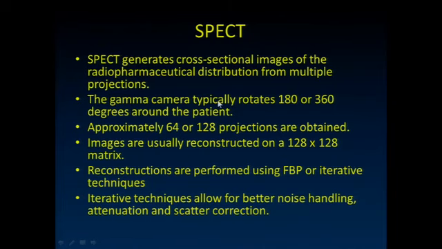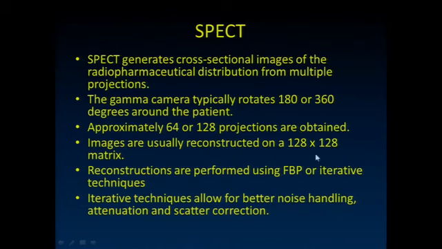Typically we rotate that gamma camera 180 or 360 degrees around the patient. We usually only obtain something in the neighborhood of 64 or 128 projections, so we don't sample every degree as we rotate around. And the matrix, the number of detectors in a single line, is not the 750, if you will. It's closer to 128. But we are acquiring in both dimensions. We are using a planar detector, not a single row of detectors or a thin strip of 64 rows of detectors, if you will.